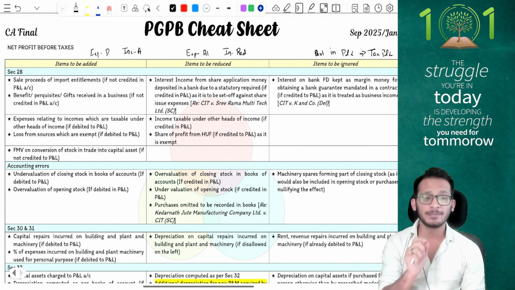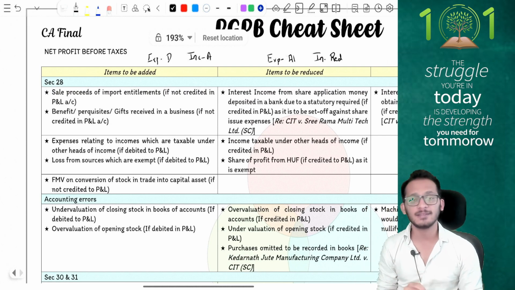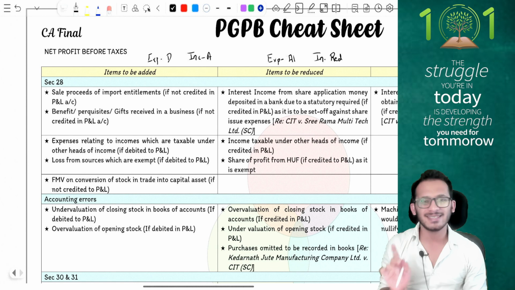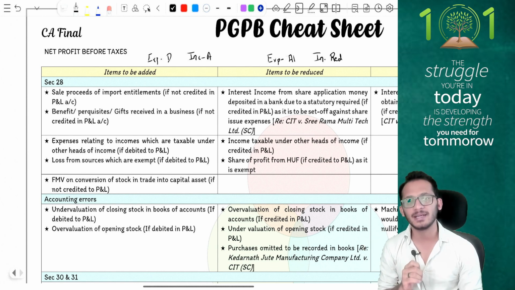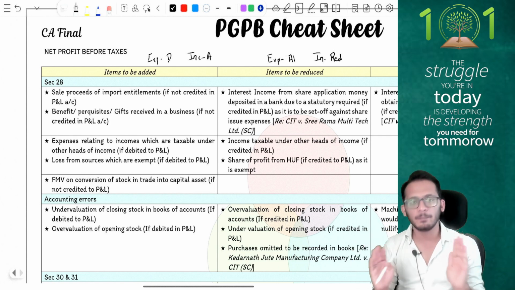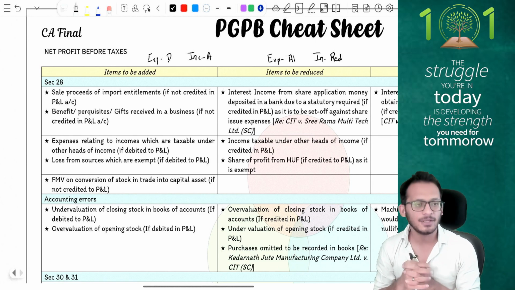Other than that, the cheat sheet has been prepared beautifully. I've categorized them into section levels also. Yes, so section level category has been given. All adjustments which are there in the ICAI study material plus your past exam questions have all been taken into consideration for preparing the cheat sheet. So a fairly comprehensive cheat sheet has been prepared for you. I don't think you'll need anything more than this for your examination preparations.